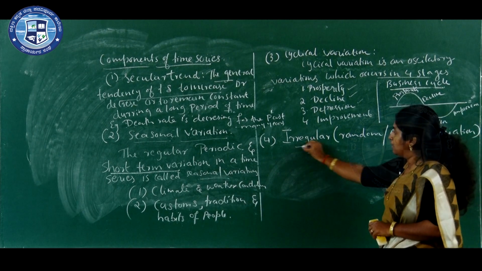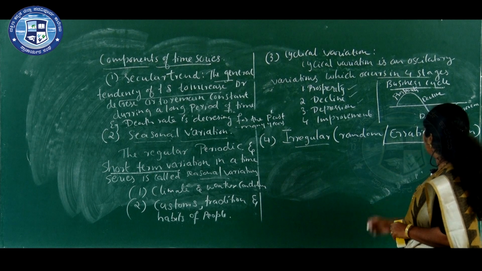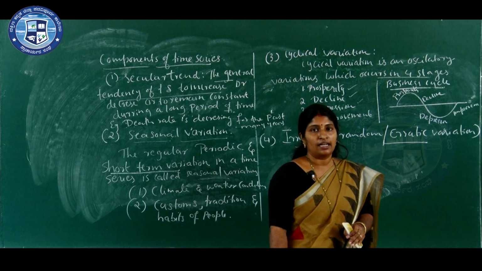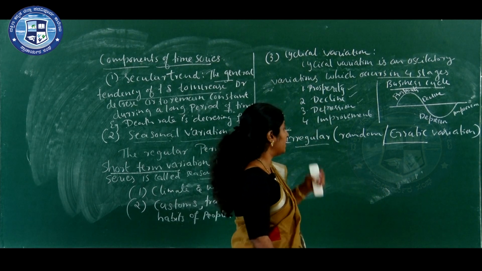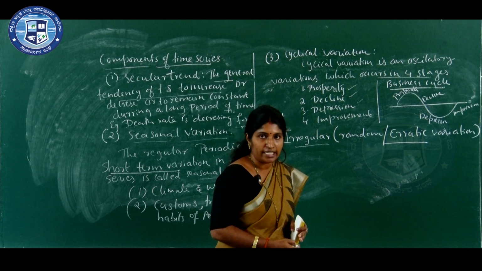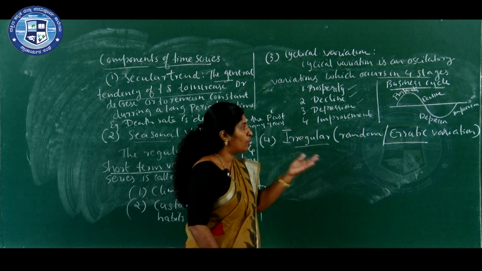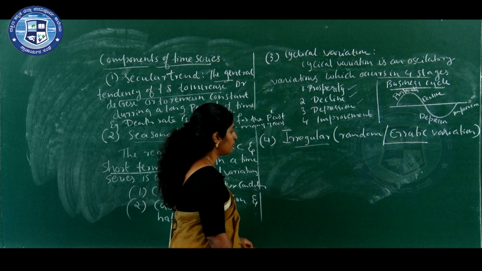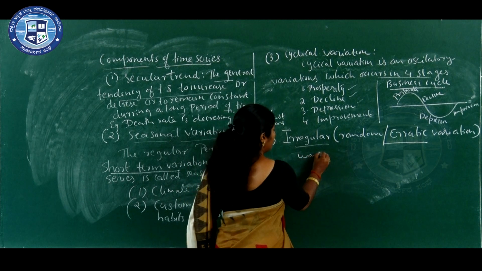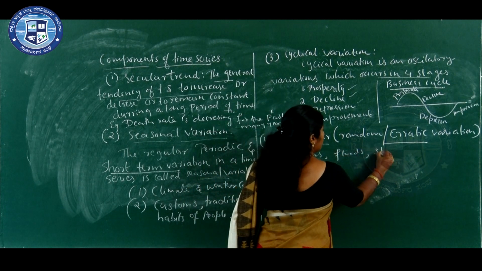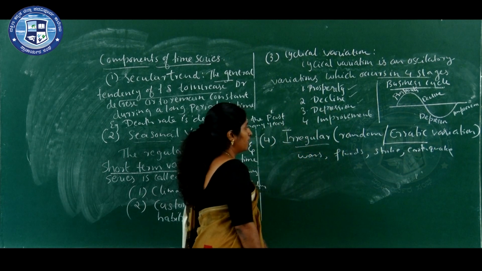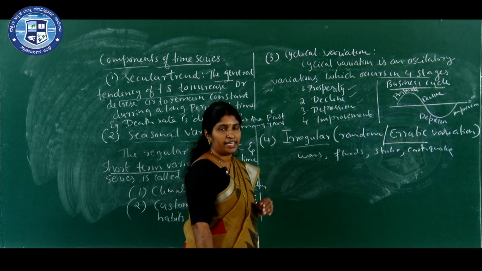And next one is irregular, or random, also known as erratic variation. That is, sudden or unexpected variations occurring in a time series are known as irregular variation. The causes for irregular variations are war, flood, strike, earthquake, etc.